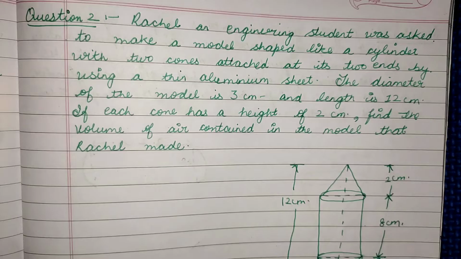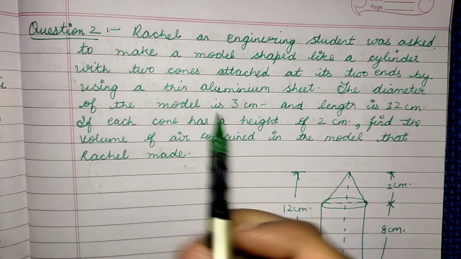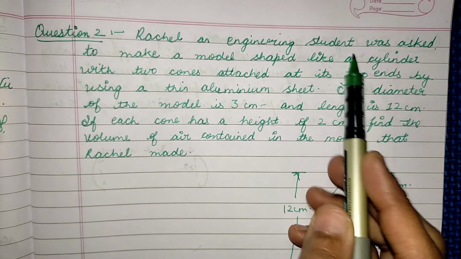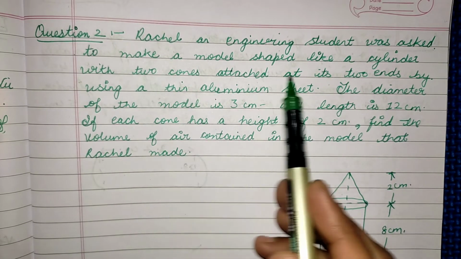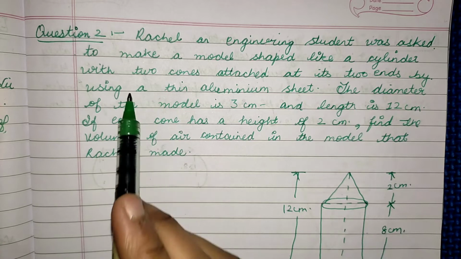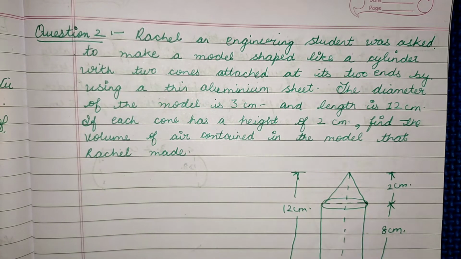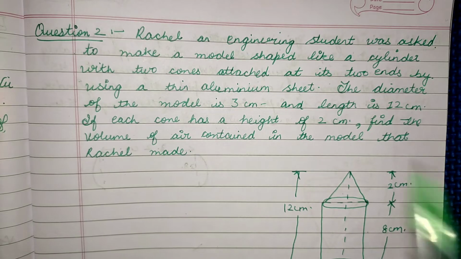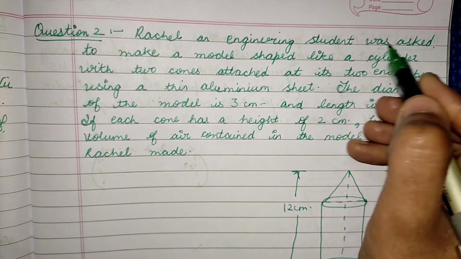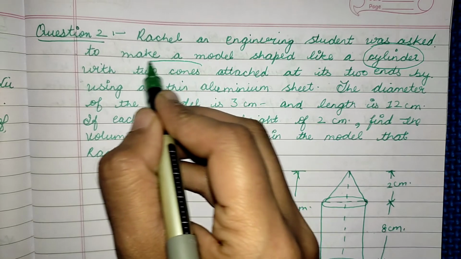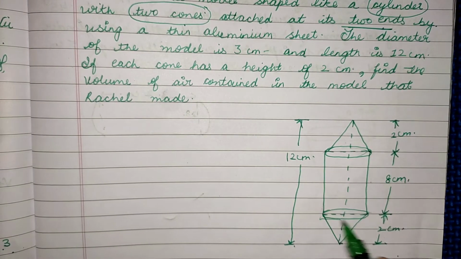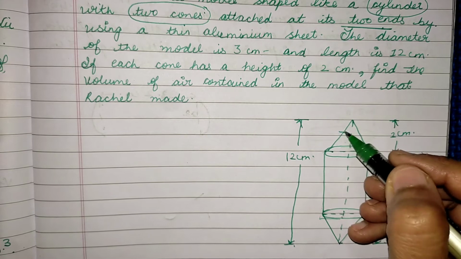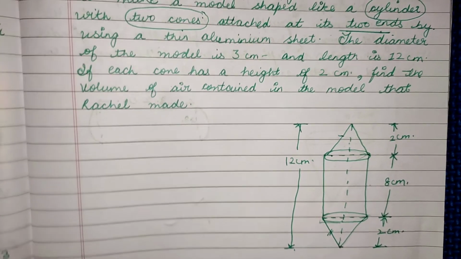Okay. So moving to question number 2. Question number 2 says that Rachel, an engineering student, was asked to make a model shaped like a cylinder with two cones attached at its two ends by using a thin aluminium sheet. So what is the shape he has to draw? He has to draw a cylinder with two cones, and where are the cones attached? At the two ends of the cylinder. So see, this is my cylinder, and at both the ends of the cylinder, this is my first cone and this is my second cone.